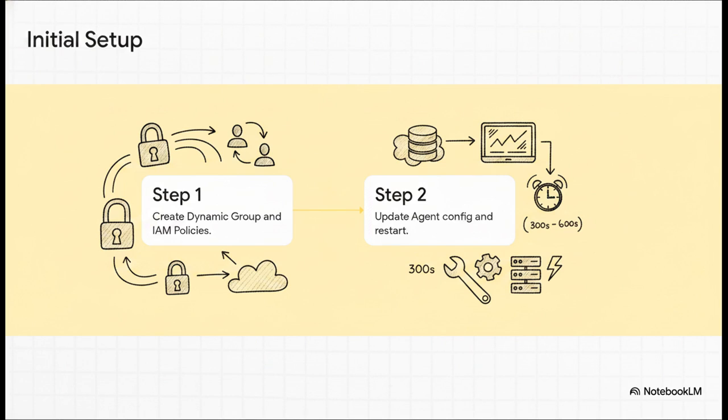Now, step 2 requires tweaking your agent's configuration a bit. You'll need to append the REST API report interval parameter directly to the agent's emd.properties file and then give it a quick restart. Just keep in mind, the collection interval defaults to 300 seconds, but depending on your specific operational needs, you might actually want to bump that up to 600 seconds.